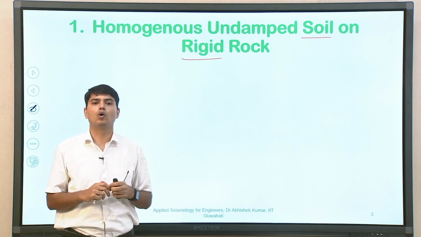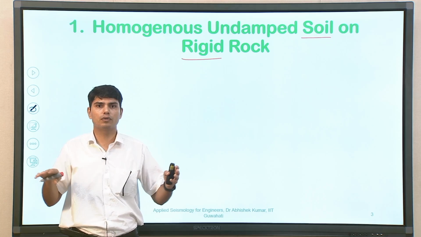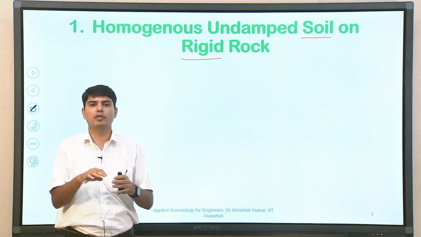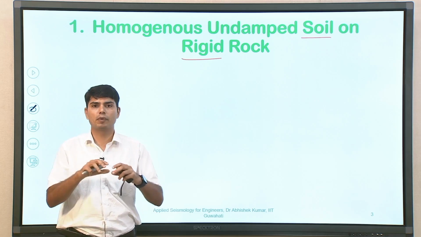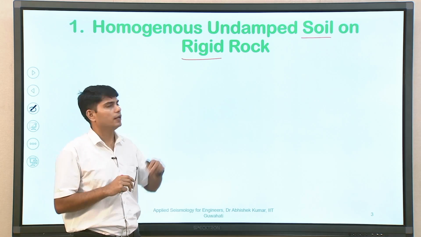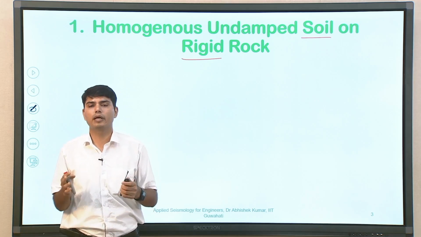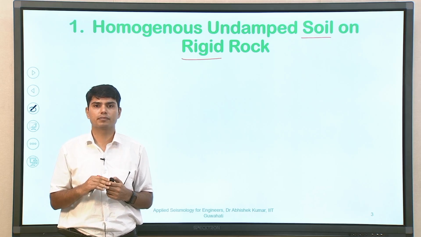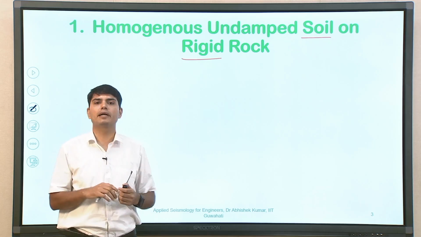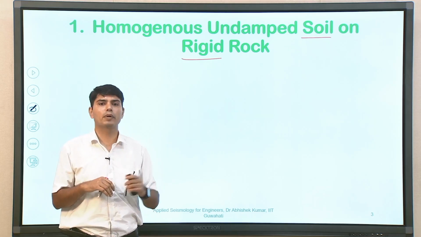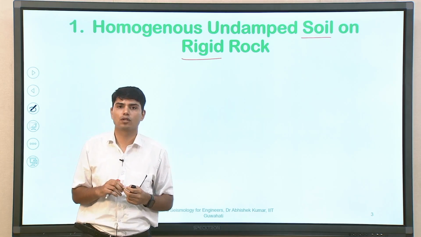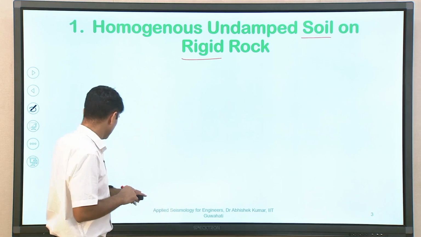So, first is homogeneous soil. I am not taking into account any change in the properties of the medium within one particular soil layer; the material properties are not changing. It is an undamped system, that means there is no damping associated with the system. Thirdly, the input motion has been transferred from the propagation path to rigid rock. Now, let us see with that.